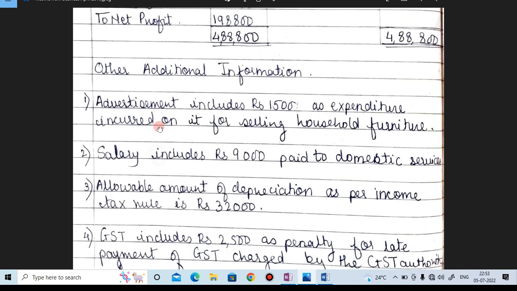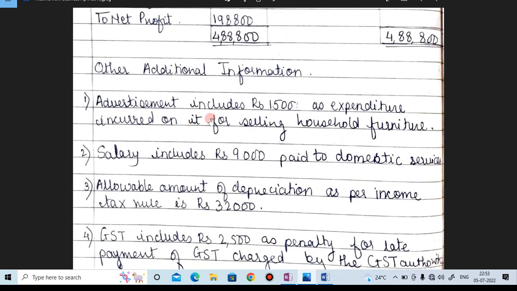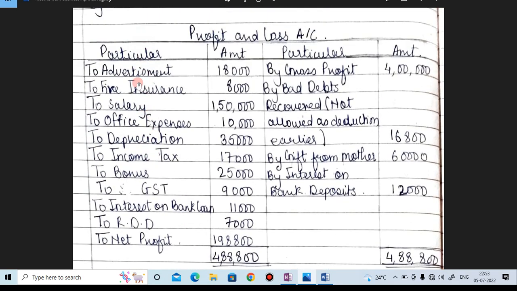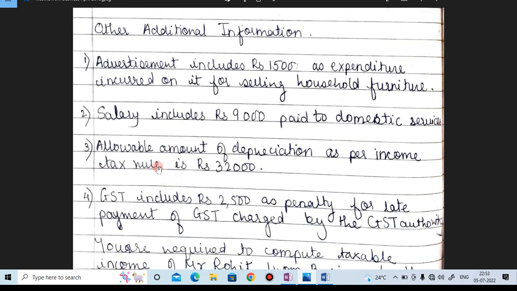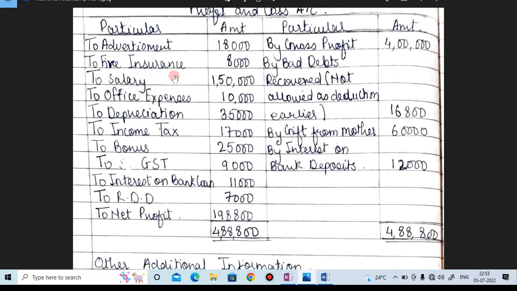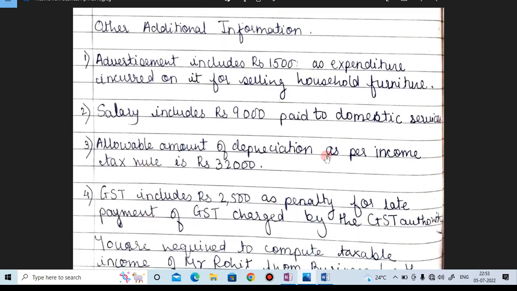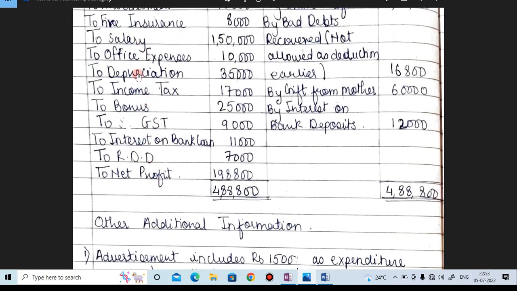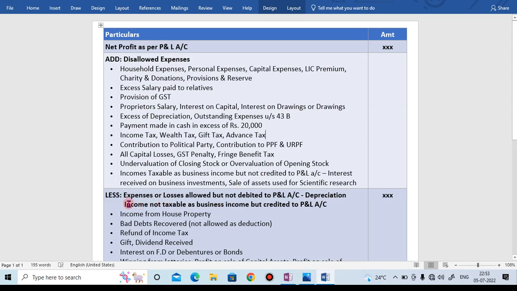Clear? Now check the expenses. Advertisement is already given in the profit and loss account in the debit side. Then salaries is also given in the debit side. Then depreciation and GST are given in the debit side. So there are no expenses or losses allowed but not debited in the P&L account. Now after this, what is next?